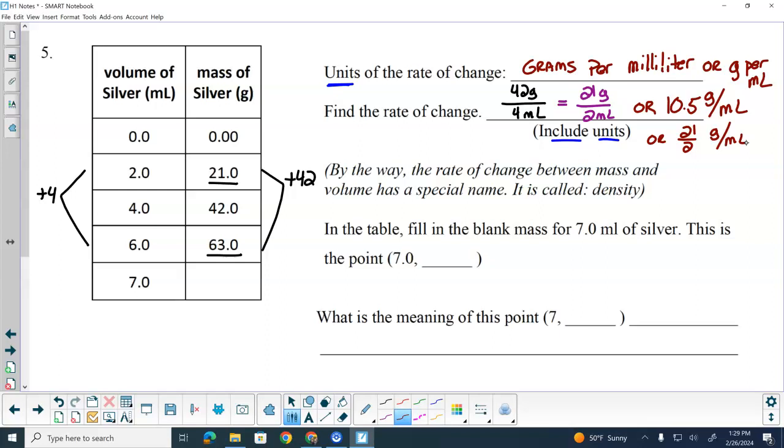Which is key for us to go on to fill in the last two things. So we gotta know what this means now that we have established what a rate of change is. We've gotta know what that means before we can go on and just start throwing random numbers into this one, so we can actually put in true, real numbers. What does 42 grams per 4 milliliters, or 21 grams per 2 milliliters, or 10.5 grams per milliliter, what does that mean?